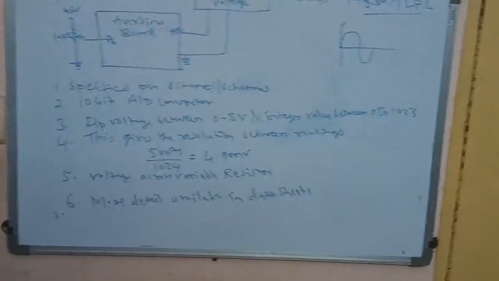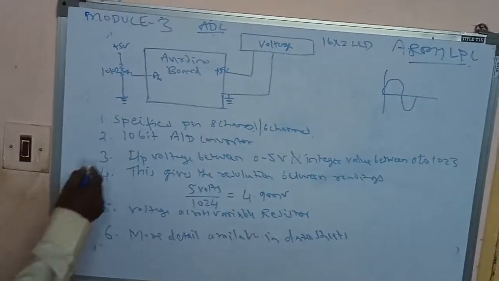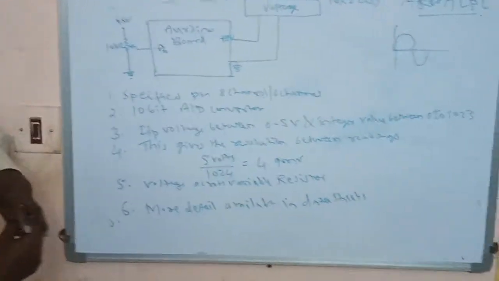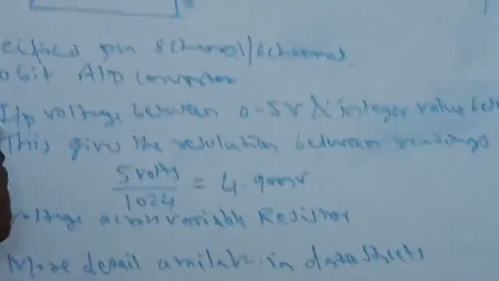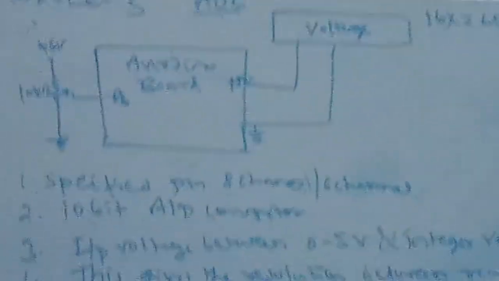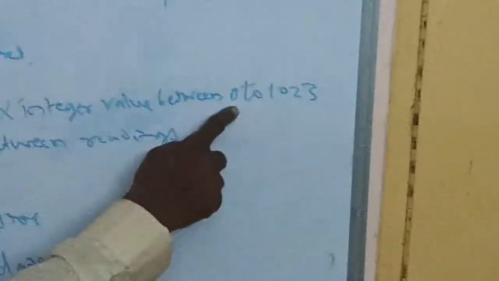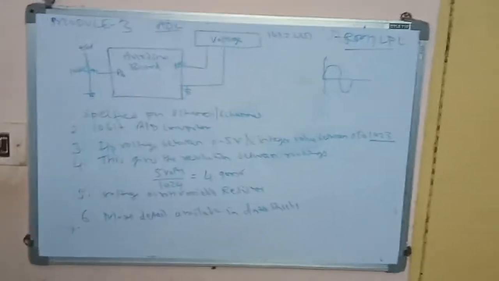So the first point is the specified pin, 8 channels or 6 channels, and resolution. Here we are using a 10-bit A to D converter. The third point is the input voltage between 0 to 5, minimum is 0 and maximum is 5 volts. And the maximum measuring values are integer values between 0 to 1023. It is the most important parameter. Within that limit only we can measure these values, whether analog or digital.